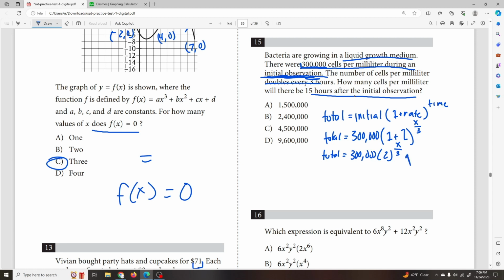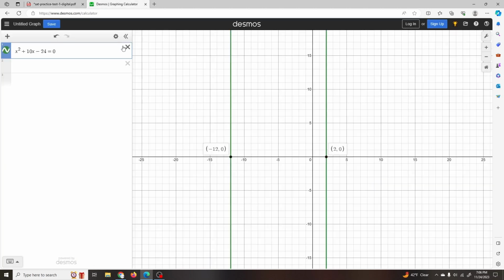Why do we divide this by 3? Because it happens every 3 hours, right? It doubles every 3 hours. It can't just be x, it has to be x divided by 3. So now we just have to plug in values. Total is equal to 300,000 times 2 to the power of 15 over 3. Just plug this into your calculator and see what you get.